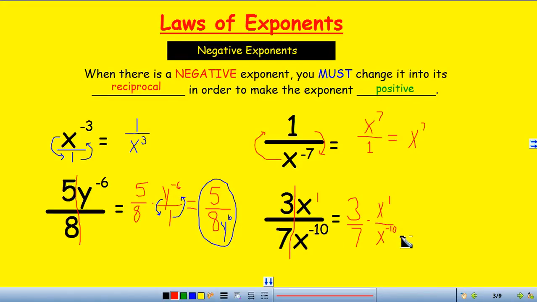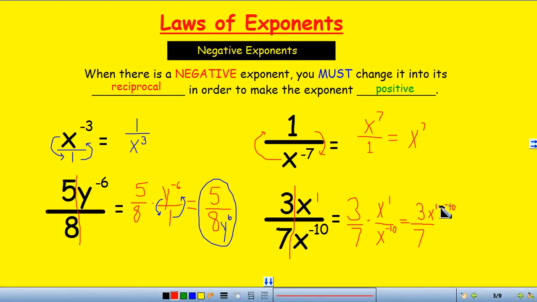And there's a rule that we can use here. Whenever we are dividing, based upon our lesson number 1, we know that whenever we are dividing with same bases, we subtract the exponents. Okay, so let's do that. Since we have 1 minus negative 10, let me write this over 3 over 7, and we have x to the first power minus negative 10.